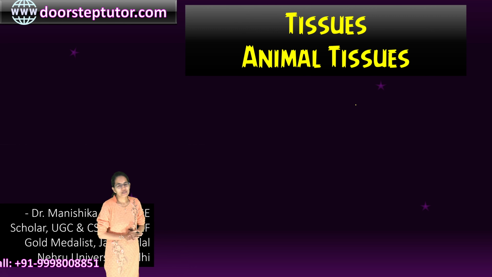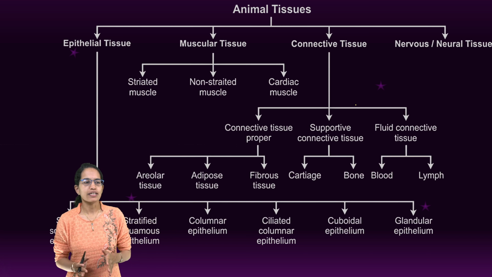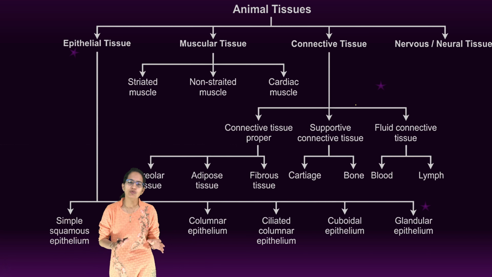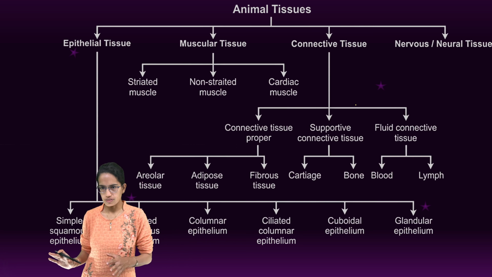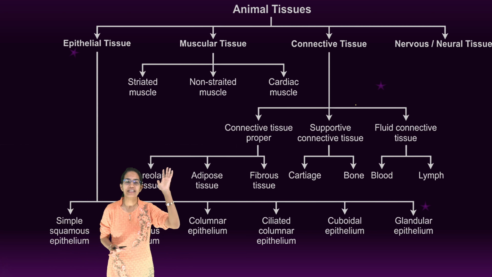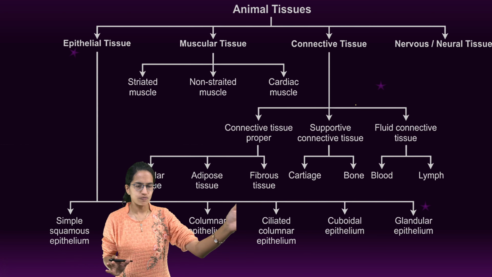Understand animal tissues. Now, animal tissue classification is one of the simplest classifications to understand. We can broadly classify animal tissues as epithelial tissues, muscular tissues, connective tissues, and nervous tissues. However, each of these tissues we would understand in separate detail in advanced lectures, but here we would have an overview of each of the tissues.